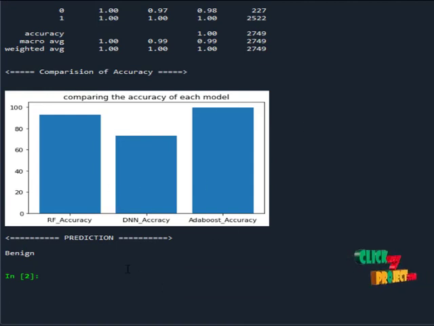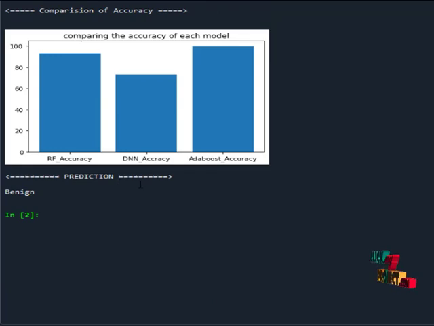And then this is the comparison graph between the three algorithms' accuracy. At last we are going to do prediction by giving a random input.